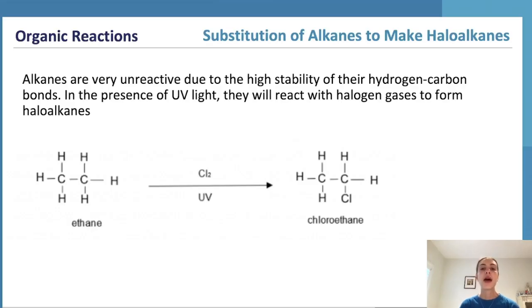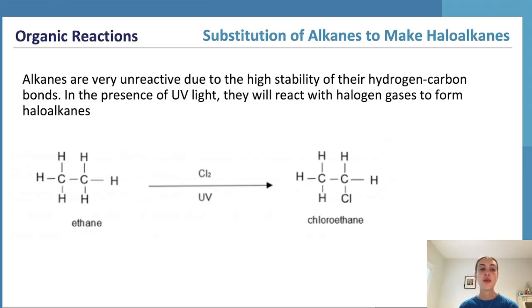Now going on to our organic reactions which we need to know. The first one which we're going to look at is a substitution reaction, a substitution of alkanes in order to make haloalkanes. Alkanes are very unreactive molecules, and this is because they have high stability in their hydrogen to carbon bonds, so in their hydrocarbon chain.